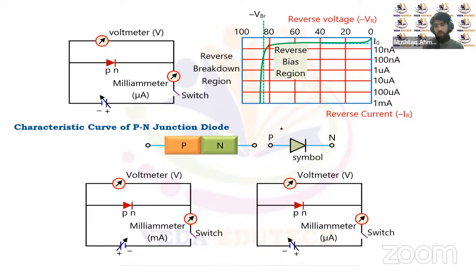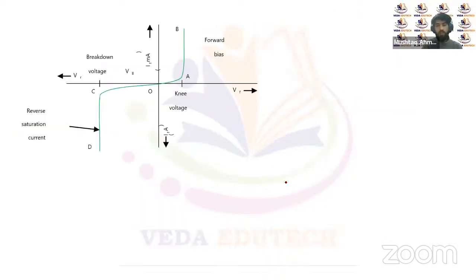So this is the symbol of a PN junction diode, right? This is the PN junction diode, and this is the forward biased PN junction diode, and this is the reverse biased PN junction diode, right? So for forward biased, P will always be at higher potential and N will be at lower potential, and for reverse bias, P will be at lower potential and N will be at higher potential, right?